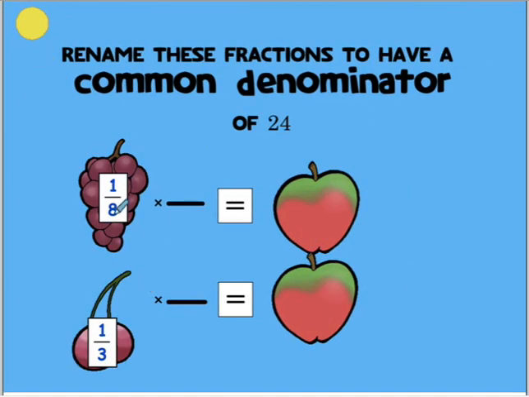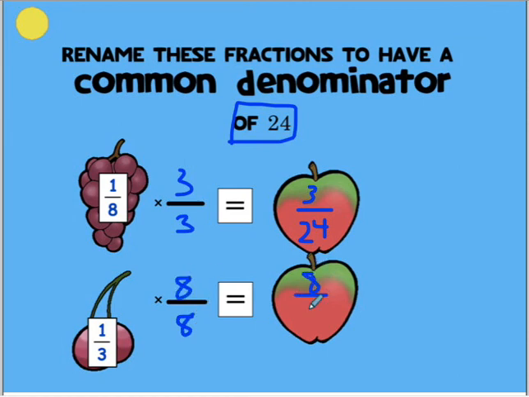Here I have 1/8 and 1/3, and it's asking me to rename these fractions to have a common denominator of 24. Now to get to 24, I have to multiply 8 times 3. So for this fraction, I'll multiply 3/3 and get 3/24. And for my bottom fraction, I have to multiply 3 times 8 to get to 24. So I'll multiply this one by 8/8, and 8 times 1 is 8, and 8 times 3 is 24.